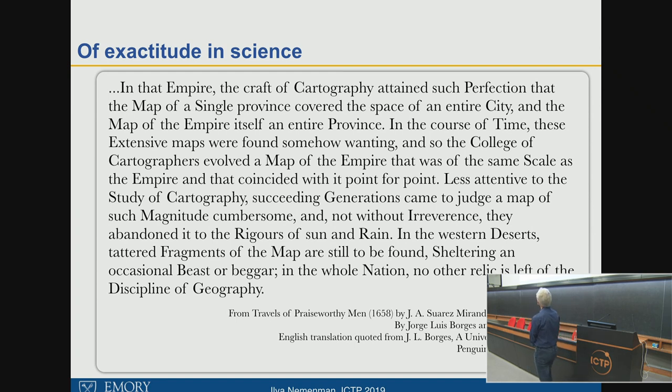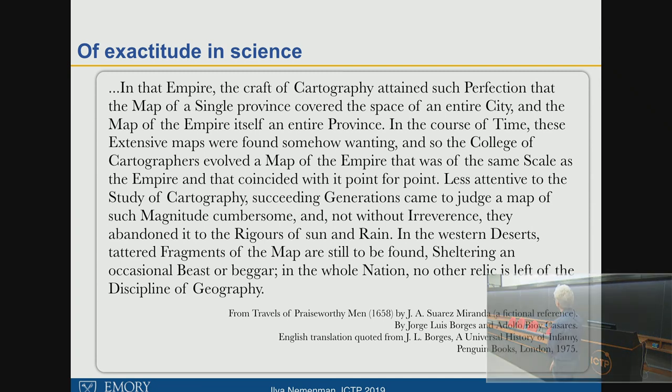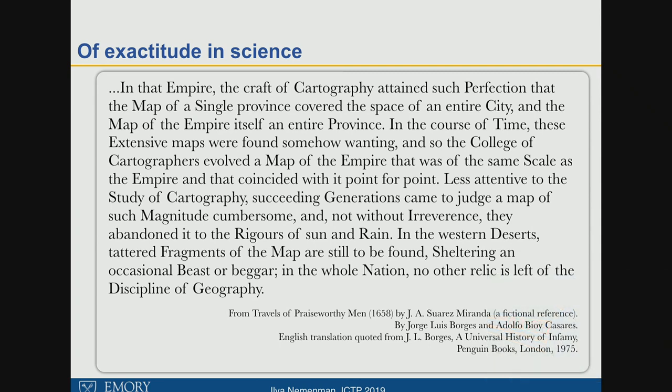In that empire, the craft of cartography attained such perfection that the map of a single province covered the space of the entire city, and the map of the empire itself an entire province. In the course of time, these extensive maps were found somehow wanting, and so the College of Cartographers evolved a map of the empire that was of the same scale as the empire, it coincided with it point for point.